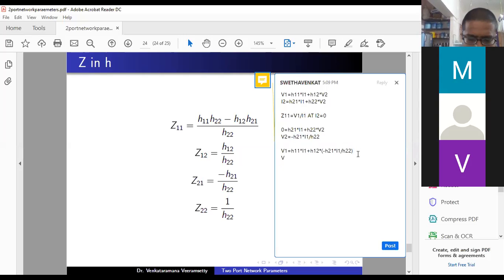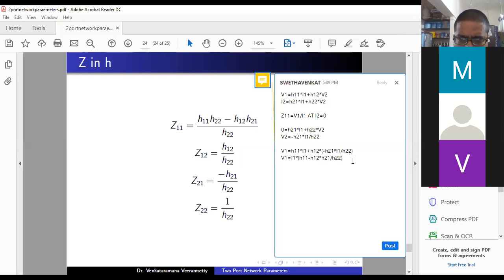Now we can write V1 equal to, here we have I1 and here we have I1. Take I1 common, and we have H11 plus, and there is a minus here, so I will keep the minus directly. So we have H11 minus H12 multiplied with H21 divided by H22, right?